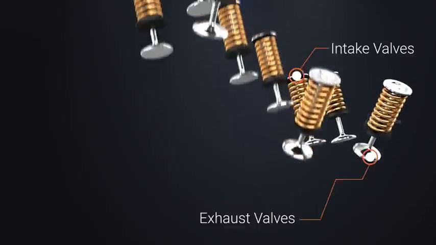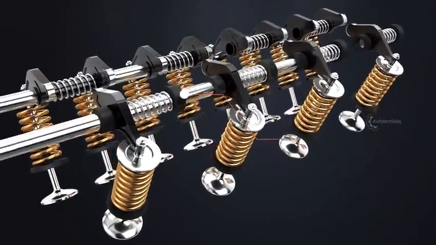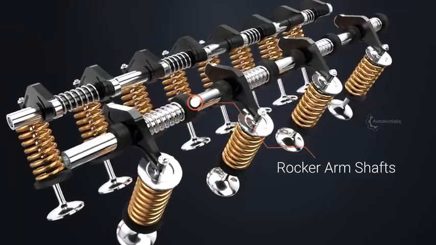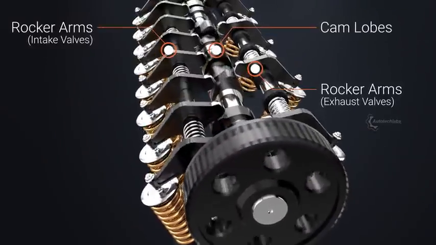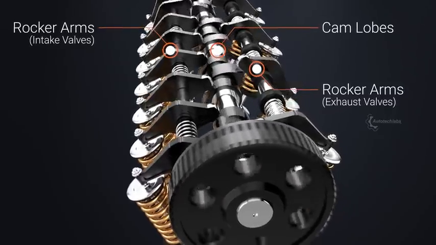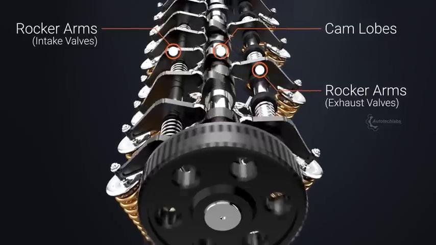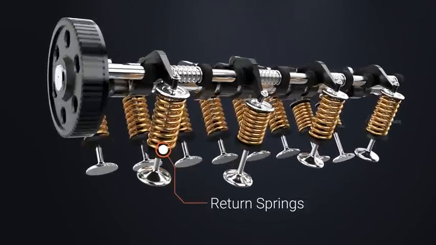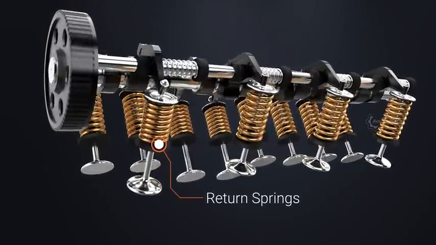Let's have a look at the SOHC configuration. An SOHC engine head is packed with intake and exhaust valves, rocker arms, rocker arm shafts, and a single camshaft. The camshaft is designed in such a manner that the cam lobes push the rocker arms at corresponding timings to open the valves. The return springs ensure that the valves lift back afterwards and keep tension back on the lobes.